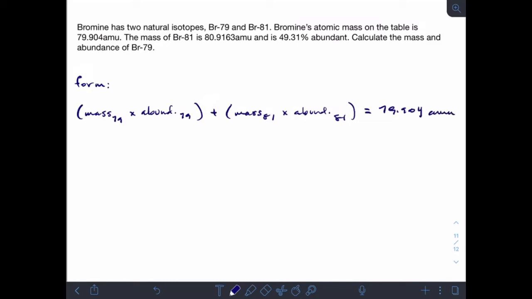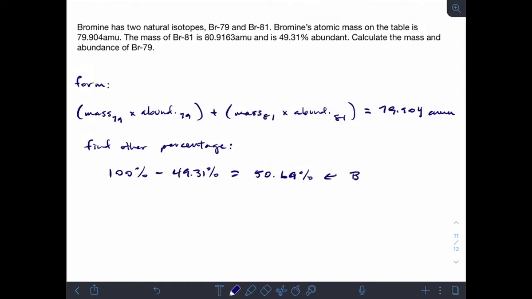Okay, so the easiest thing to do is to find the other percentage, because we only have two isotopes. So if they both add up to 100%, then 100% minus the one that we know will give us 50.69% for bromine 79.